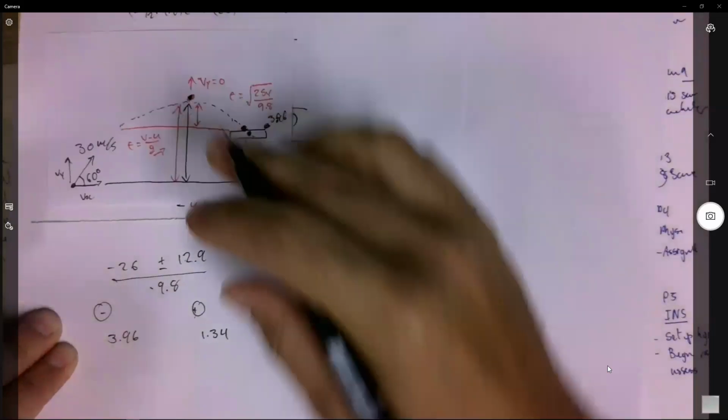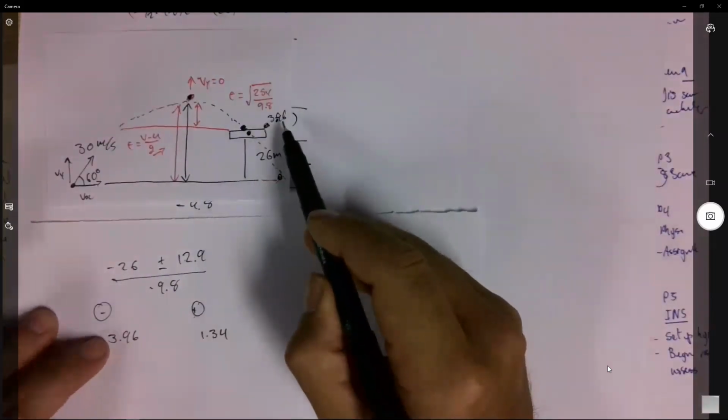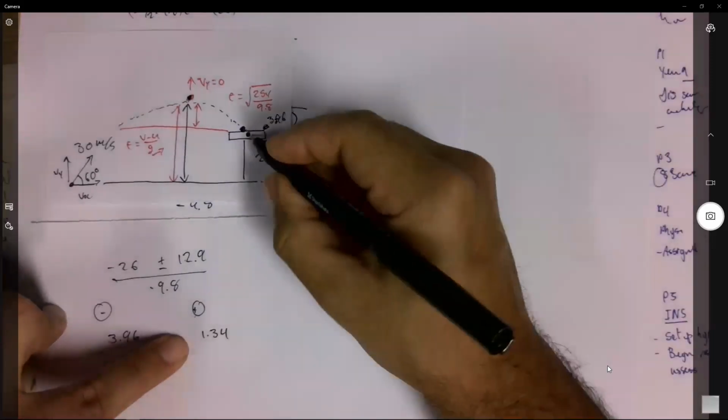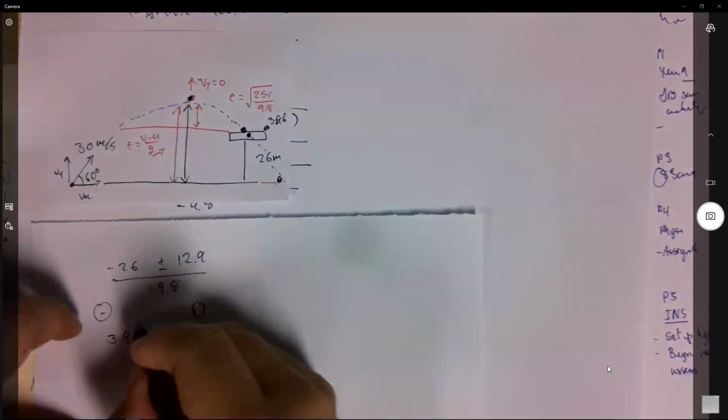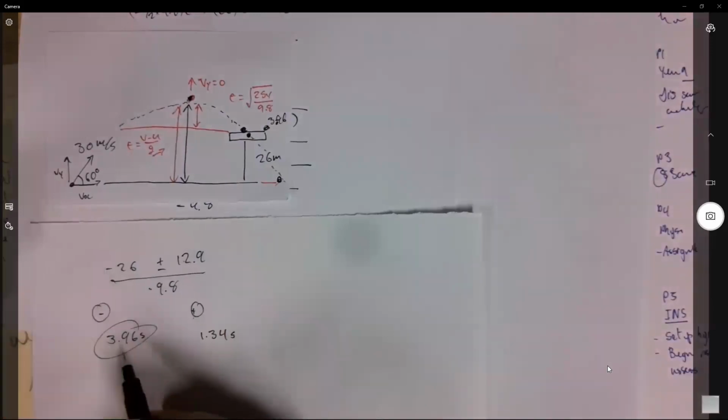Now, if you have a look at these answers, you can see that we've already calculated 3.96. This other answer here, 1.34, is the time for that to fall there. Now, again, once you have these seconds, you have these values, you can calculate the range. You can also do other calculations with that time value.